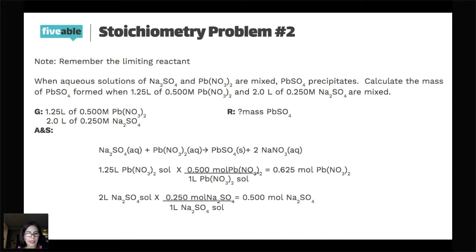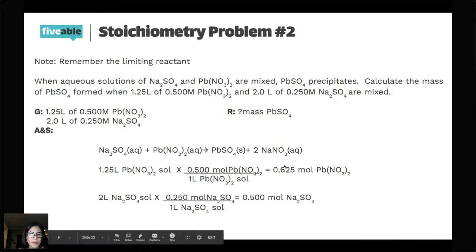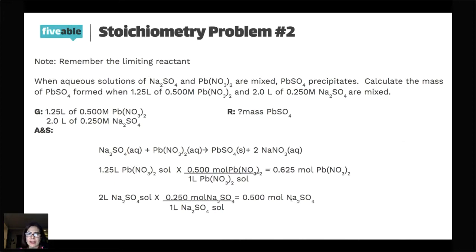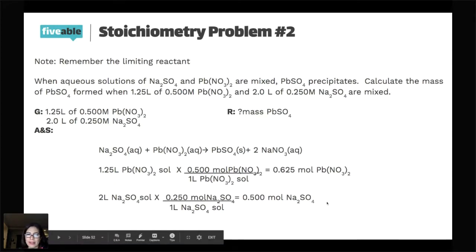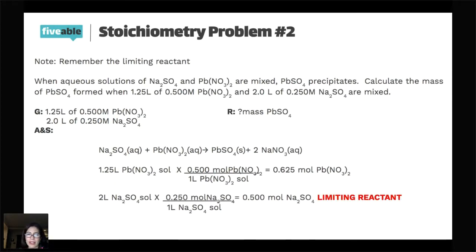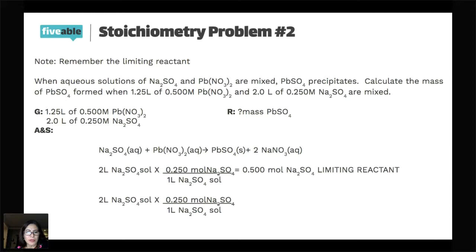Now here, we can stop to decide which one is our limiting reactant. Our reactants are in a ratio of 1-to-1. So if we get these amounts of moles using our givens, sodium sulfate is the limiting reactant, correct. So we have two options. We stop here, decide which one is the limiting, and follow through only with the limiting reactant. That's what we're going to do next.